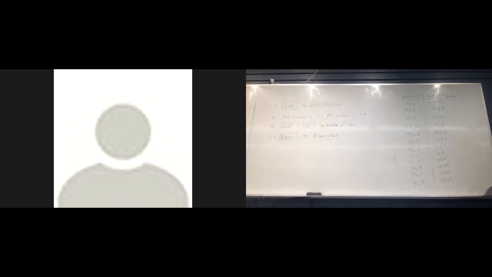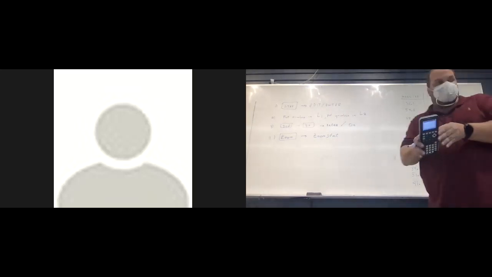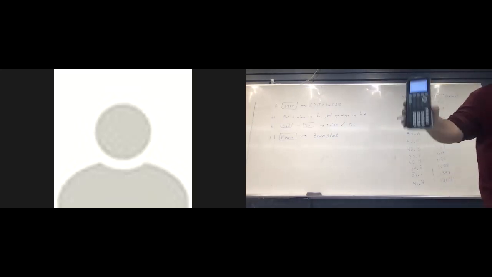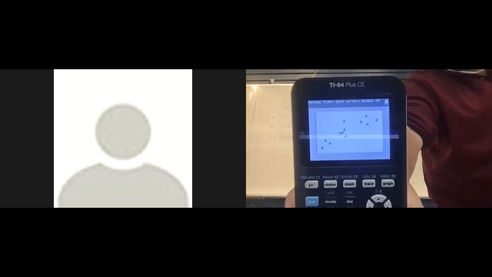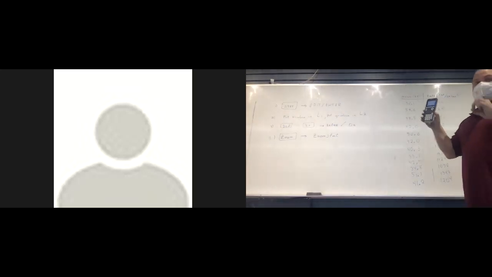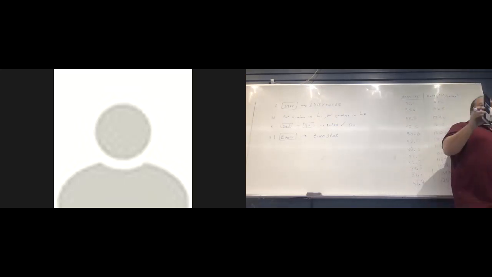So hit zoom and hit stat plot. You should see a scatter plot. Will that be number 9? Yeah. You should see a scatter plot. If you do not see a scatter plot, it could be that your calculator just needs a little fine tuning. Some buttons have to be changed in some places.